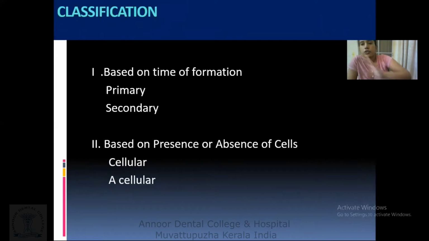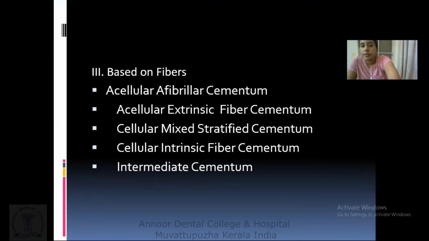Now, the next thing which you have to study here is the classification of cementum. Cementum is classified based on the time of formation as primary and secondary, and based on the presence or absence of cells as cellular and acellular. Based on the fibers, it is classified as acellular afibrillar cementum, acellular extrinsic fiber cementum, cellular mixed stratified cementum, cellular intrinsic fiber cementum, and intermediate cementum.